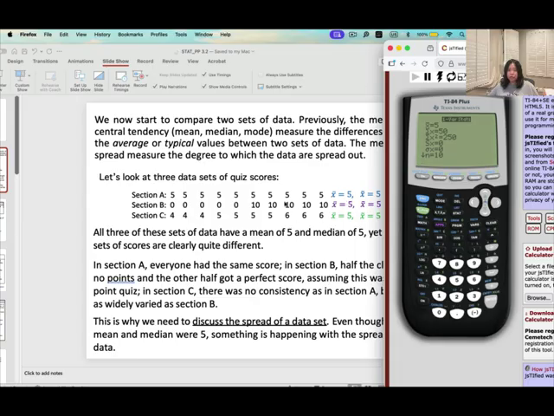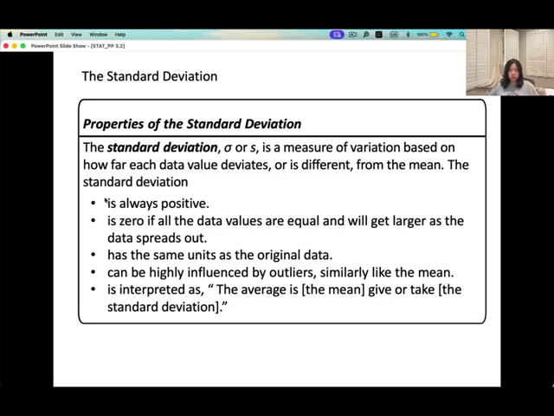Since the mean and the data are exactly equal to 5, that's why the standard deviation will be equal to 0. So second one, standard deviation is 0 if all the data values are equal and will get larger as the data spread out. So if the data is much more spread out, you will get the larger standard deviation.